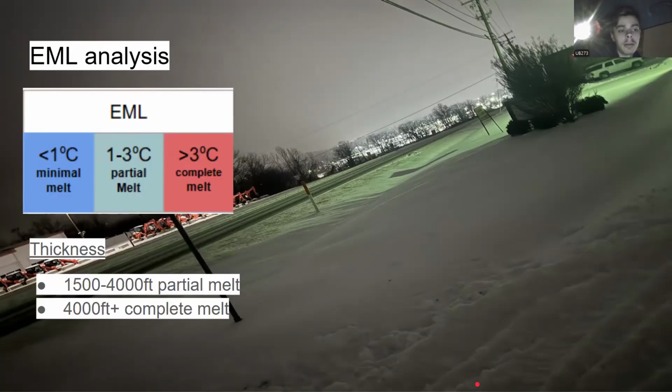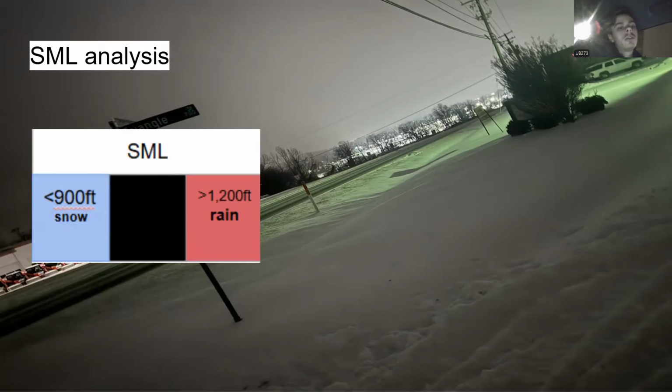For the elevated melting layer, these are the categories that you look at. For temperature, less than 1 degree, minimal melting; between 1 and 3, partial melt; greater than 3, complete melt. Thickness: if it's between 1500 and 4000, partial melt; 4000 or above, complete melt. Surface melting layer: if it's less than 900 feet of a layer, then you'll expect snow. Greater than 1200, you'll expect rain.